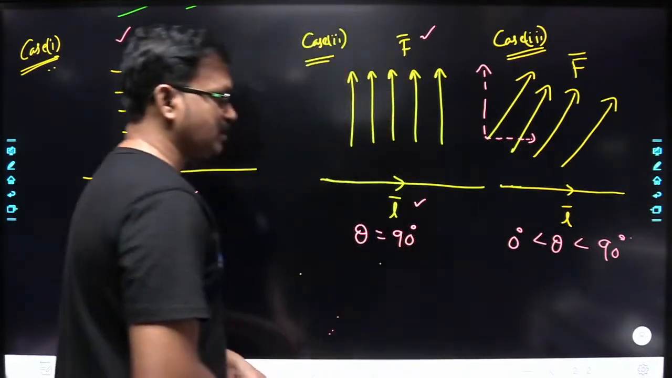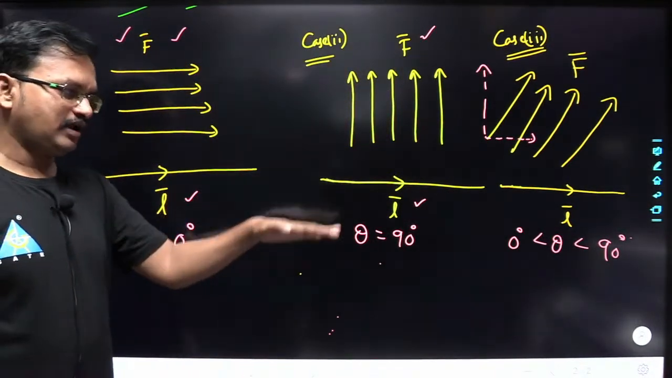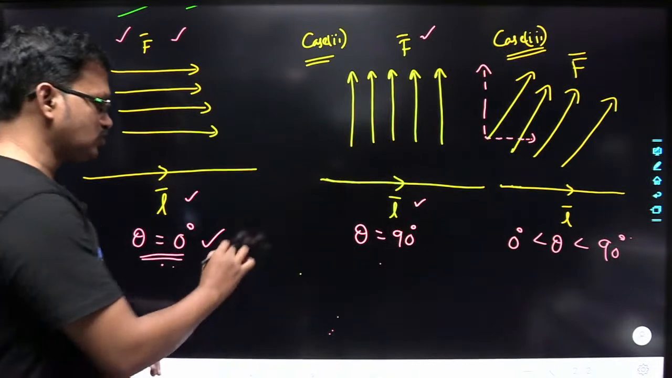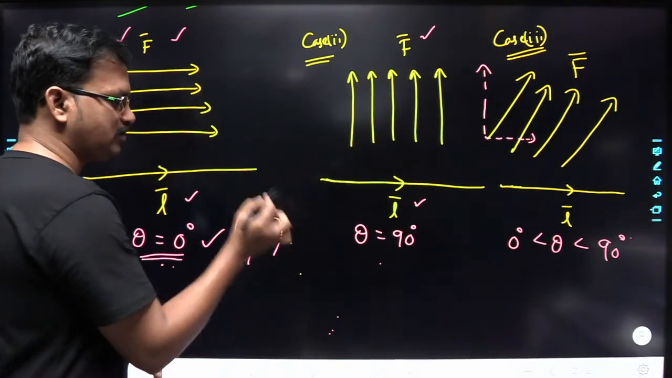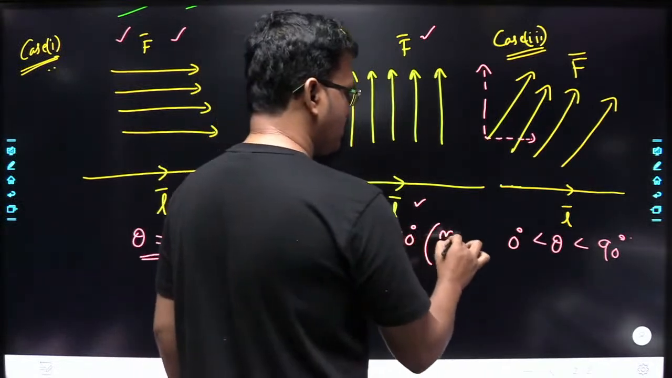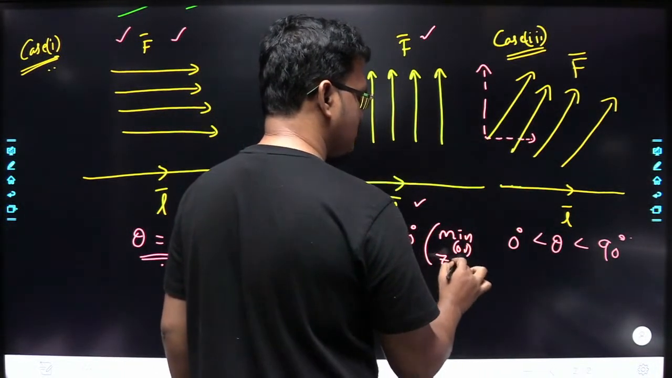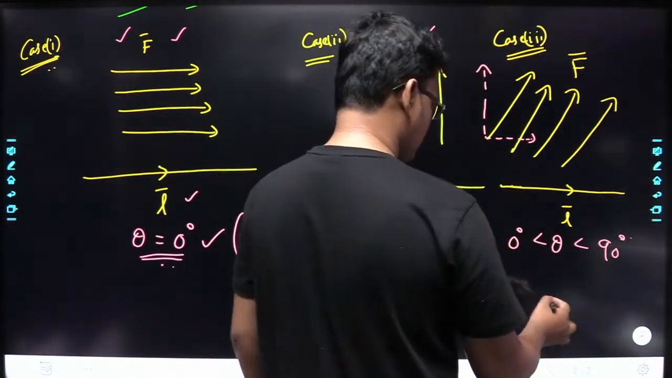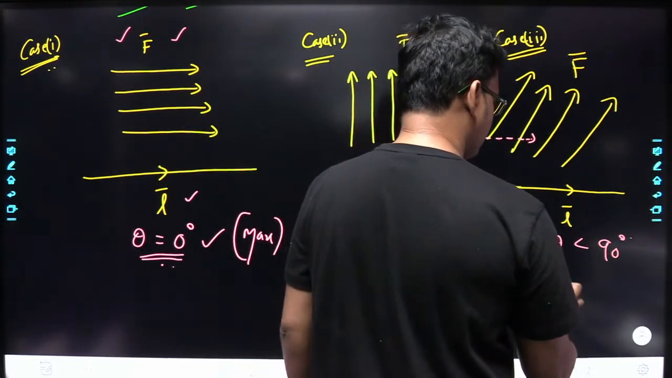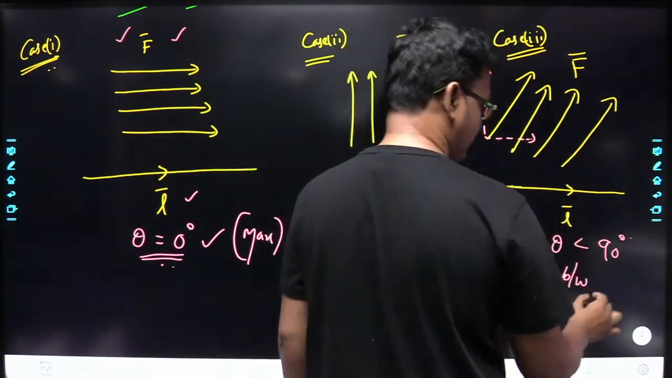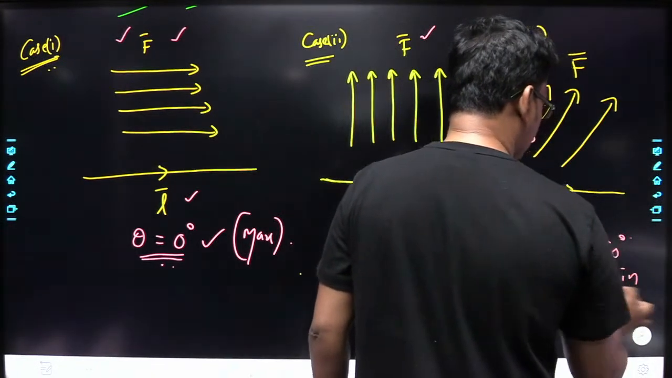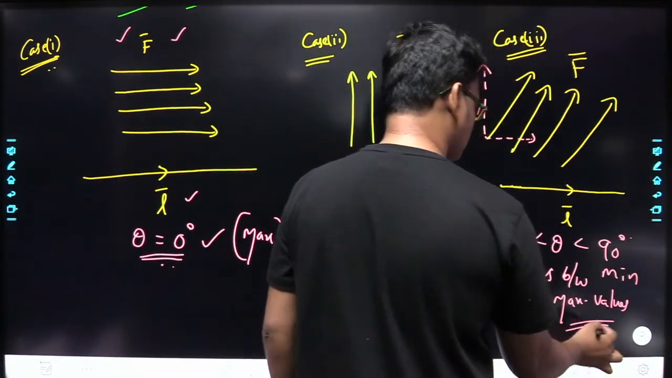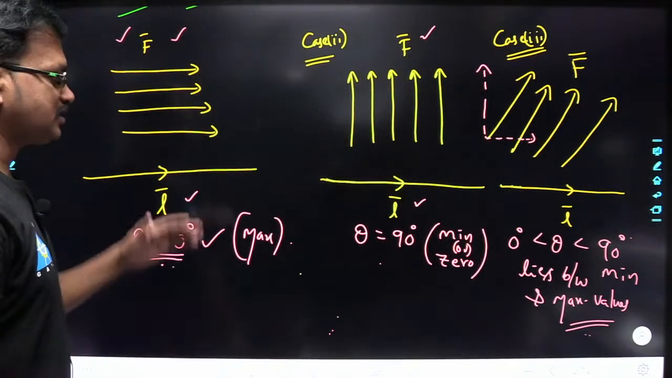Yes or no? So that means the field that is aligned along the given line is depending upon the angle between F bar and L bar. So whenever theta equal to 0 degrees, you are getting maximum value. Whenever theta equal to 90 degrees, you are getting minimum value, or you are getting zero value. And whenever theta is lying between 0 and 90 degrees, the field that is aligned along the given line lies between minimum and maximum values. Right? Yes or no? And also on what parameters is it going to depend here?